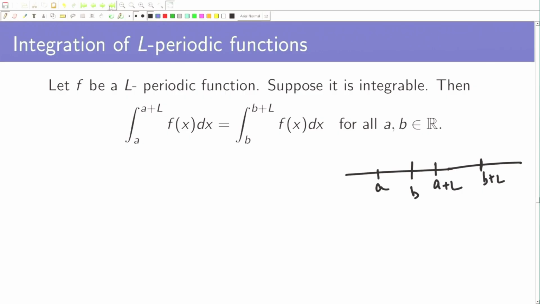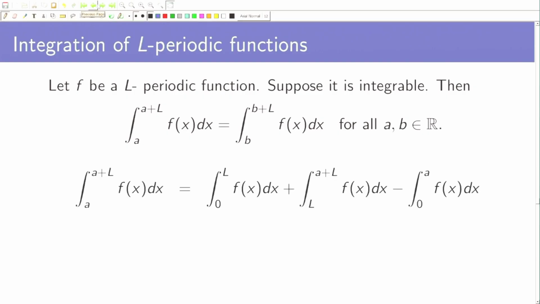So, the proof, most of you might have seen this. Let us just recall it quickly. On the left-hand side, I write the integral from a to a plus L of f of x dx, which I will write as the integral from 0 to L of f of x dx, since f is defined everywhere.